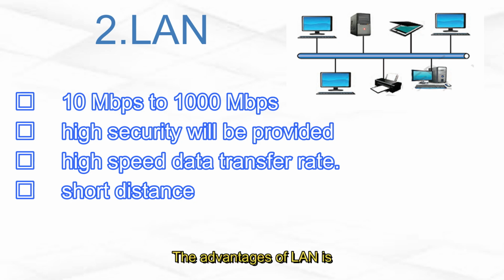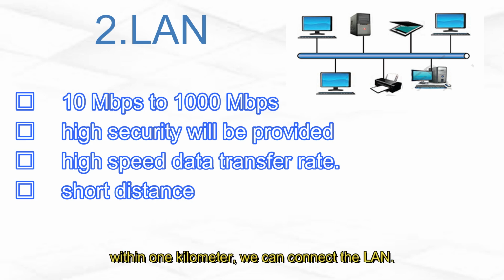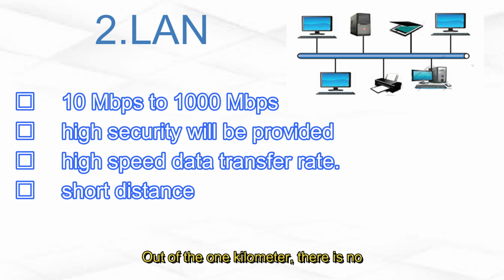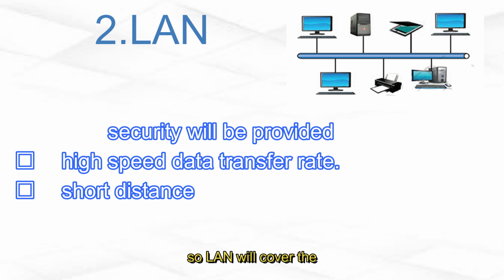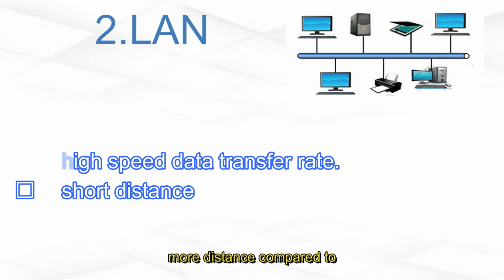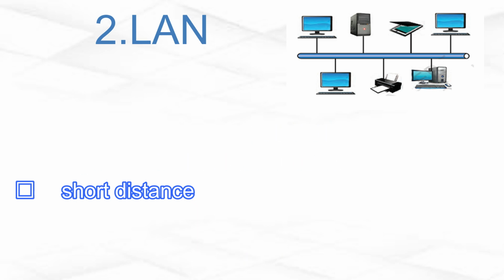The advantages of LAN are that high security is provided to the authorized users, and it has a high speed data transfer rate. The disadvantage is the short distance. Within 1 kilometer we can connect the LAN; beyond 1 kilometer it is not possible to connect the LAN. So the main comparison between LAN and PAN is that LAN will cover more distance compared to PAN. So this is about LAN.